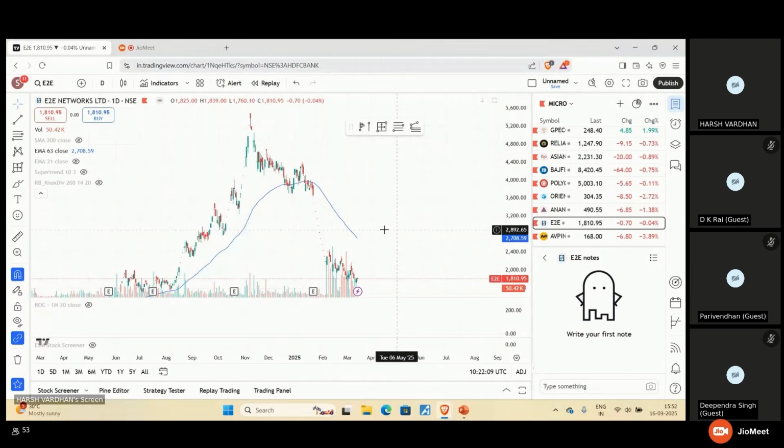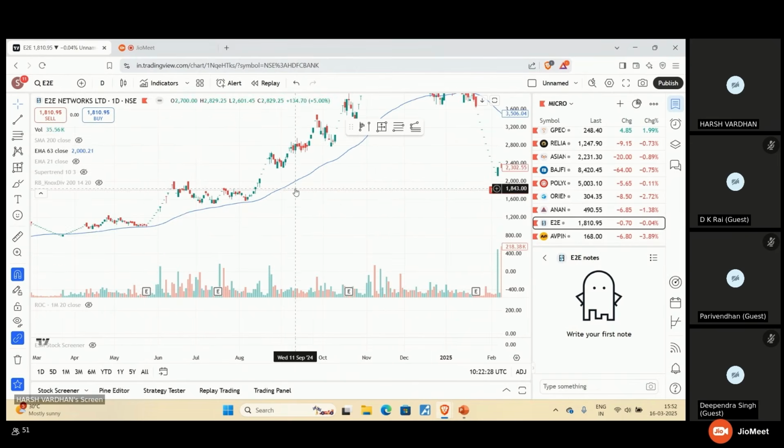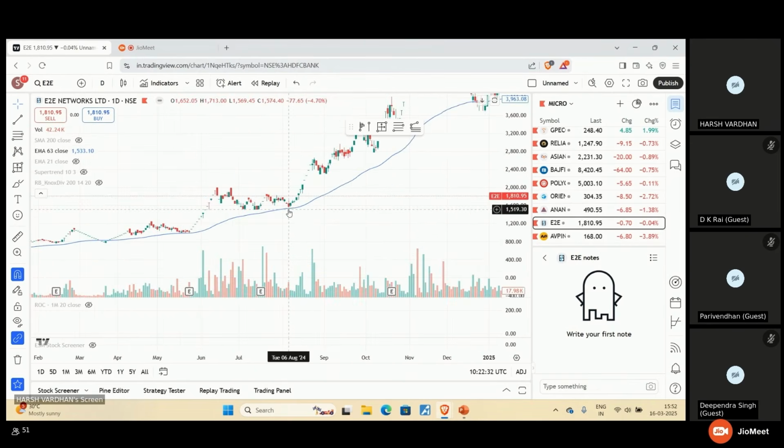So this was in uptrend, but this was your clear sell signal. When it went below EMA 63, didn't rebound, kept on making lower circuits, then it was a clear sell signal. Even if you sold it somewhere here, the stock is down almost 50% from here. Previously it didn't fall below EMA 63. It was in strong uptrend.